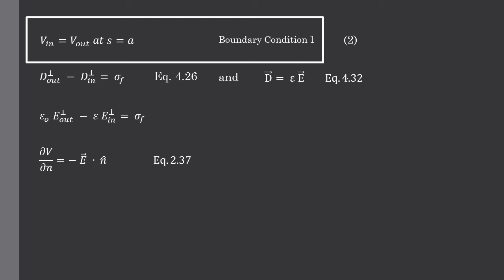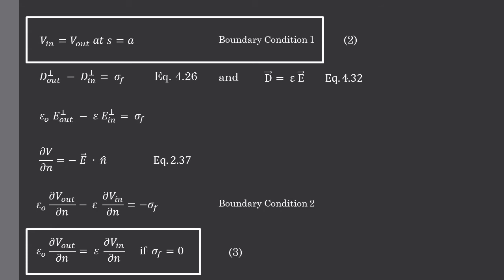And when we plug this into our equation, we get epsilon naught, the partial of V out with respect to N, minus epsilon, the partial of V in with respect to N, equals minus the free charge on the surface. And this is a boundary condition in general. However, if we also say that there is no free surface charge, we can write it a bit cleaner. And this is the form we will use, because in our problem there is no free surface charge. However, boundary condition 2 holds in general, while equation 3 only holds in that special case.